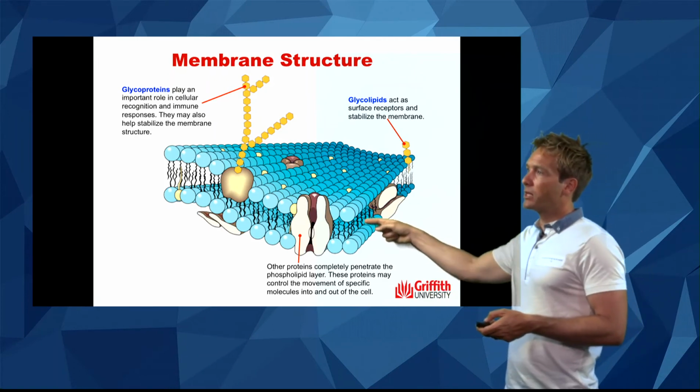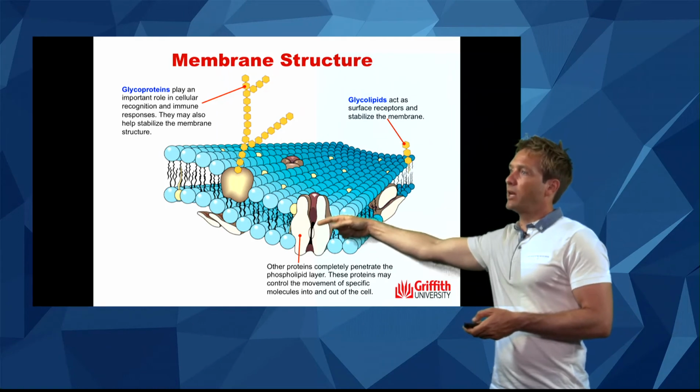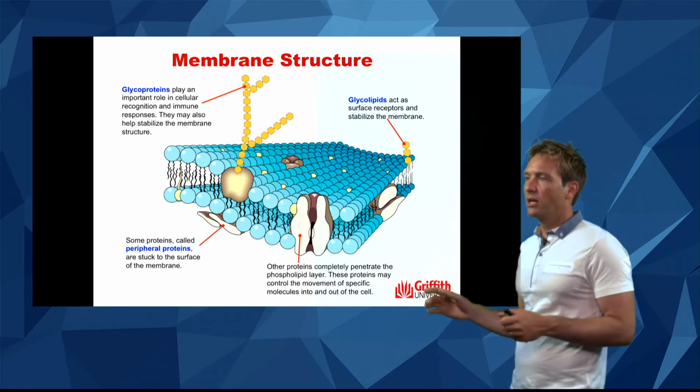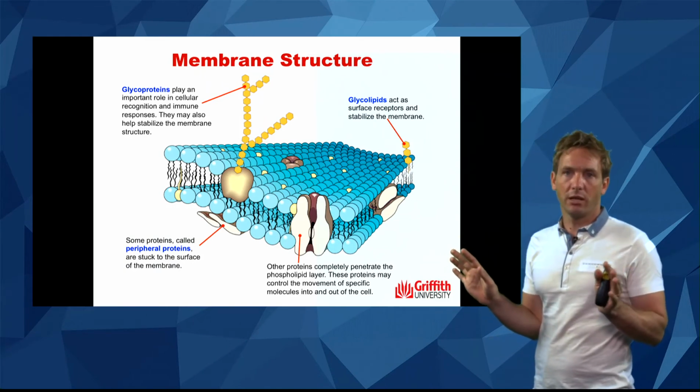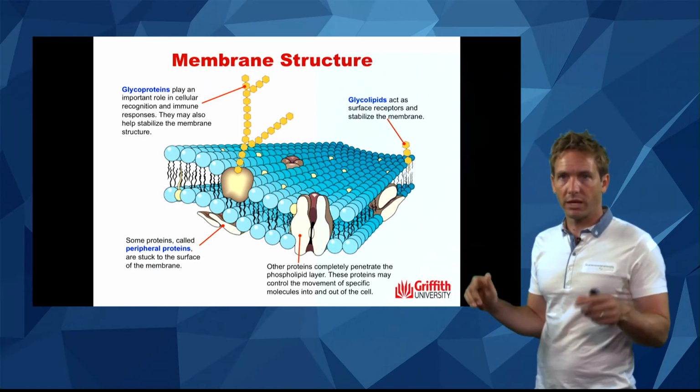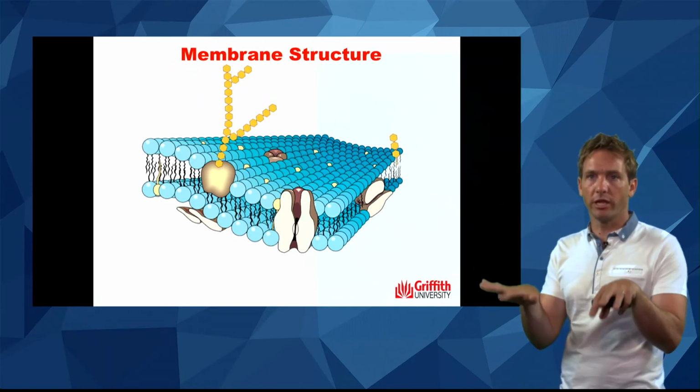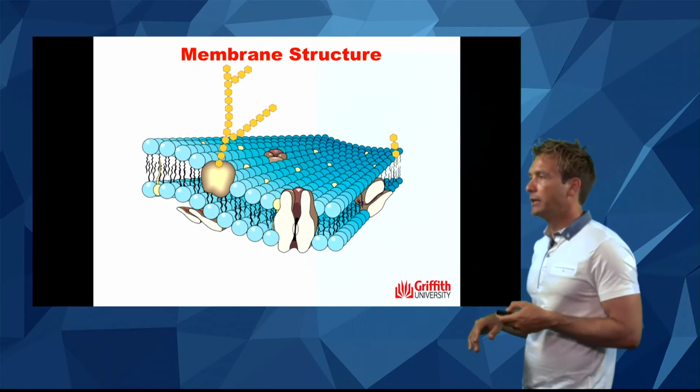The other protein that's over that side over there that's sitting on the outside, that is referred to as a peripheral protein. Now, all I need you to know is that there are some peripheral proteins. That'll do the job. Peripheral just means edge. They're on the outside. They're on the edge of the membrane.